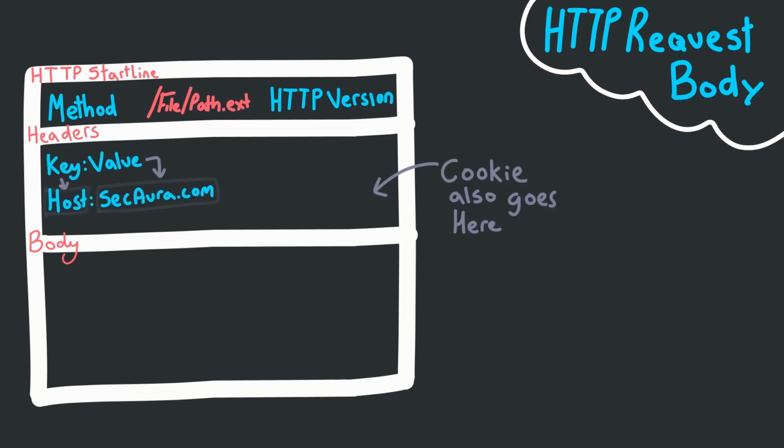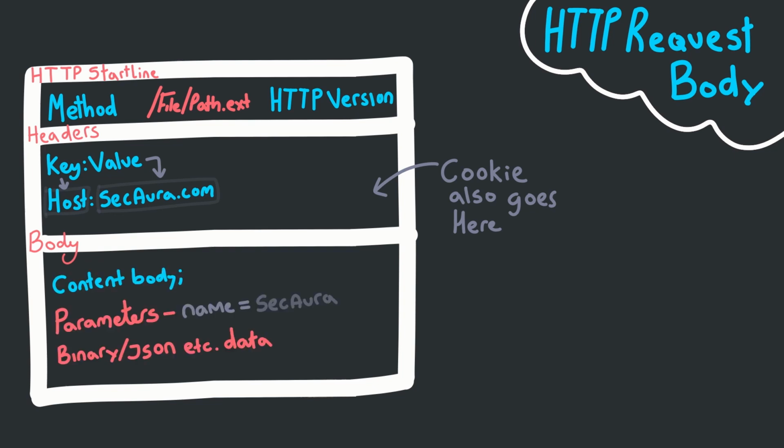Then we have the headers again: configuration, where we're sending it, where it came from, the encoding, etc. This comes in the form of key value pairs. In this case, we have the key of host and the value of secaura.com. If we had to say cookie, the key would be cookie, and the value would be, say, our cookie of 1337 or something like that. Then we have the body.